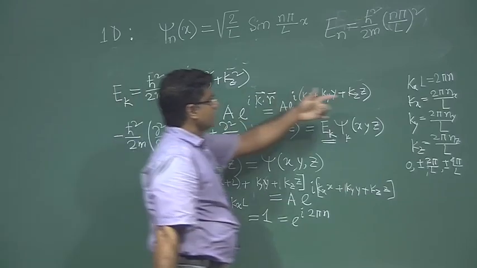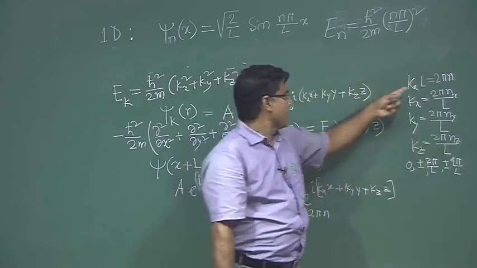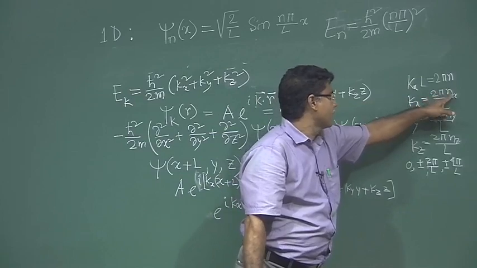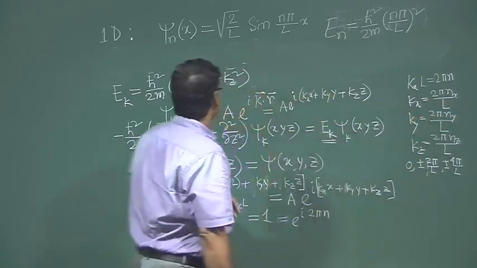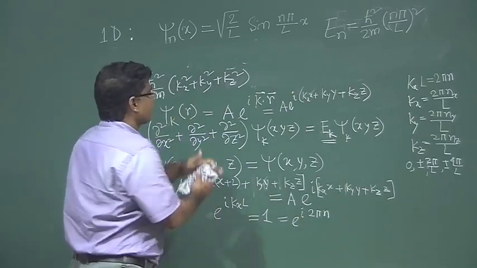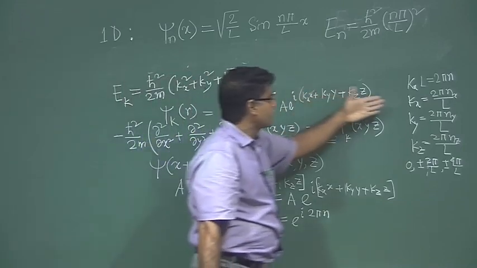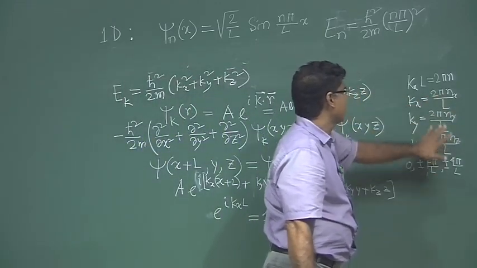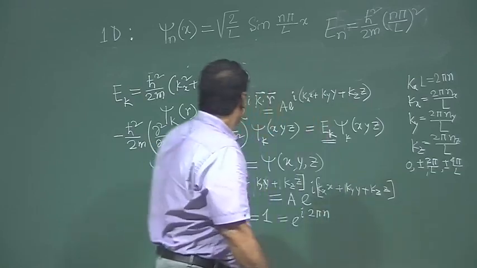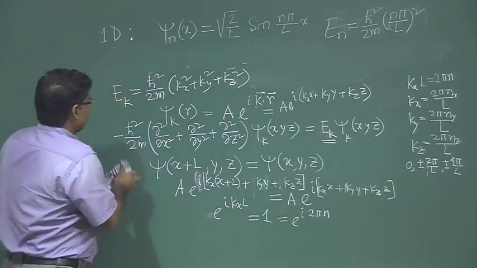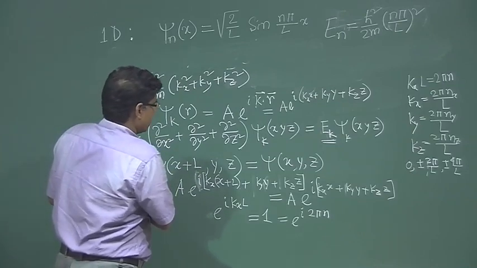So, now you can write in this form k_x equal to 2 pi n_x by L, right. So, this is one form. You can also write in terms of 2 pi n_x by L, etc., right. And the wave function, I think that is the wave function.